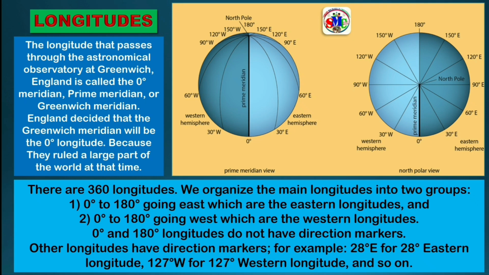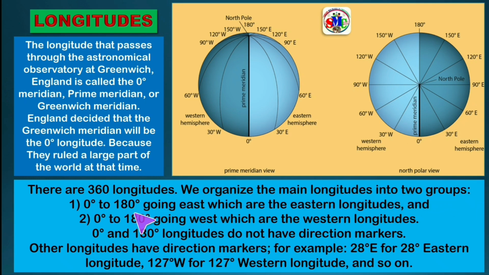Look at this picture. Here you can see a full circle. So a full circle contains 360 degrees. 1 degree represents 1 longitude. So there are 360 longitudes on the globe. We organize the main longitudes into two groups.